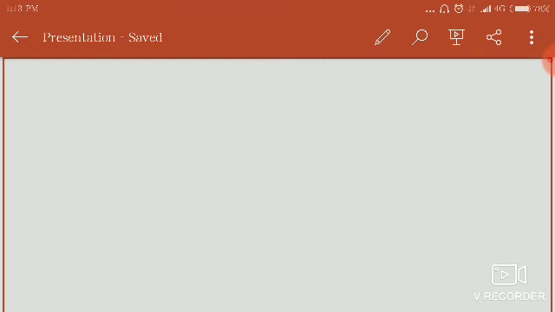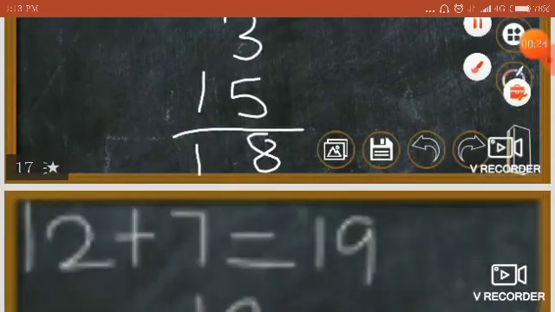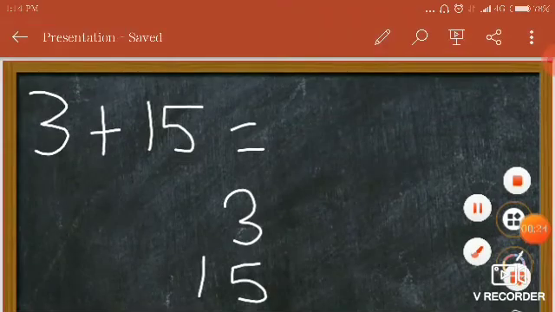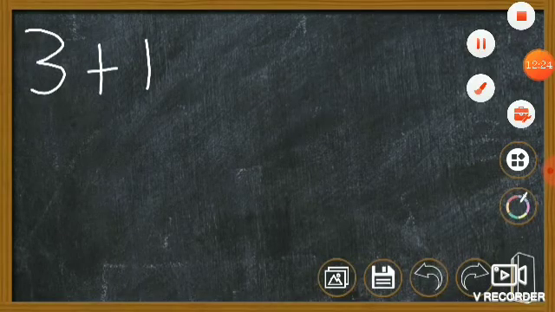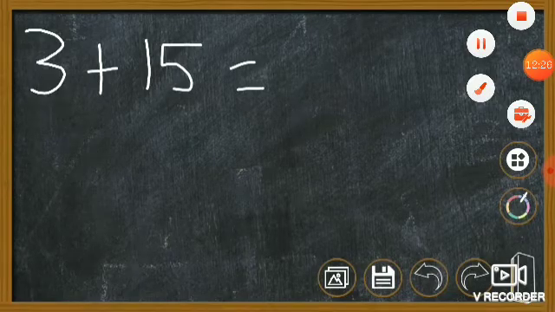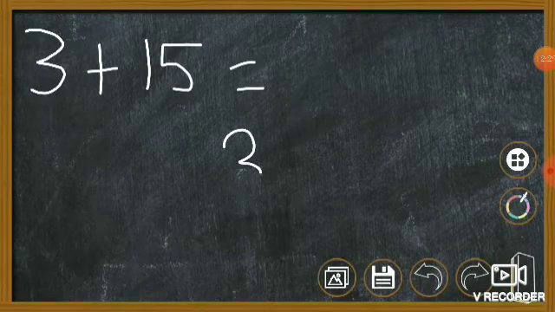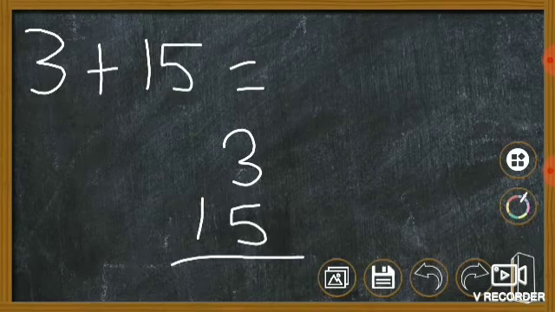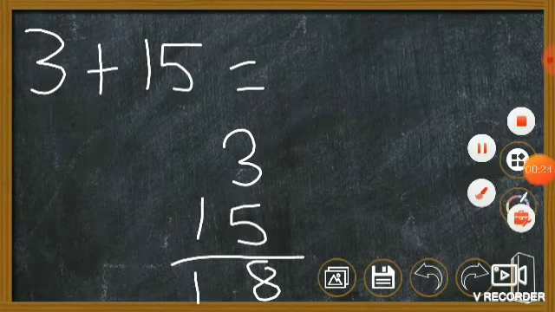Next sum we are going to see is 3 plus 15. We are going to write 3 on the top and 15 at the bottom. Straight to straight you have to write. Now you are going to add 3 and 5. It becomes 8. And bringing down 1, it becomes 18. 1 and 8 together forms 18. The answer is 18. Yes, children.